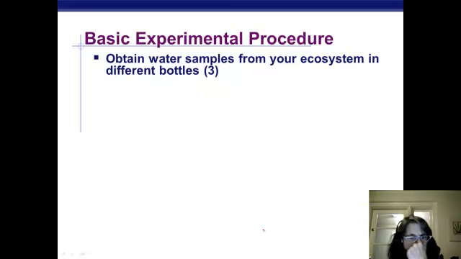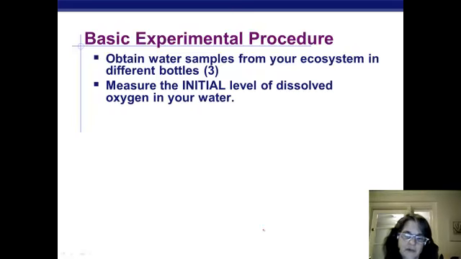Okay, so here's what you would do. In this case, we're going to obtain water samples from our aquarium in the back. Three different bottles of water samples. And what we do then is measure the initial level of dissolved oxygen in that water. So we're going to have an initial measurement. We'll call it I. Okay?